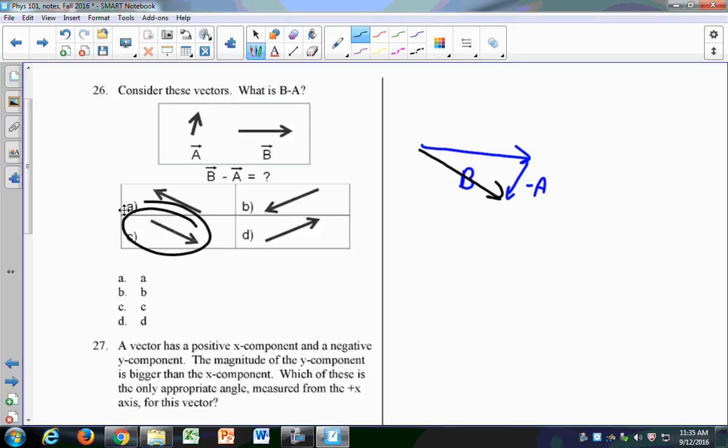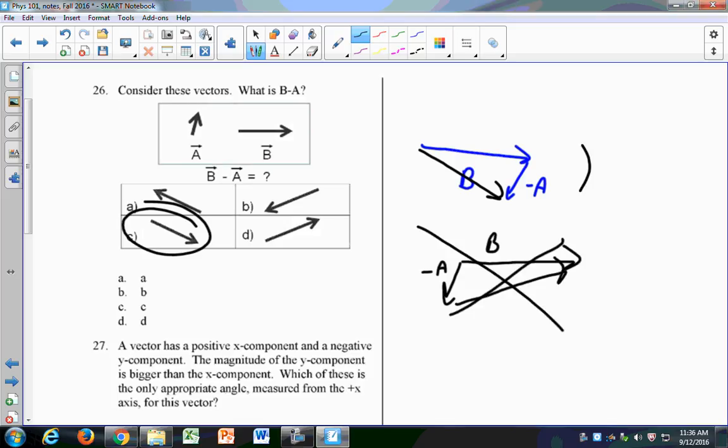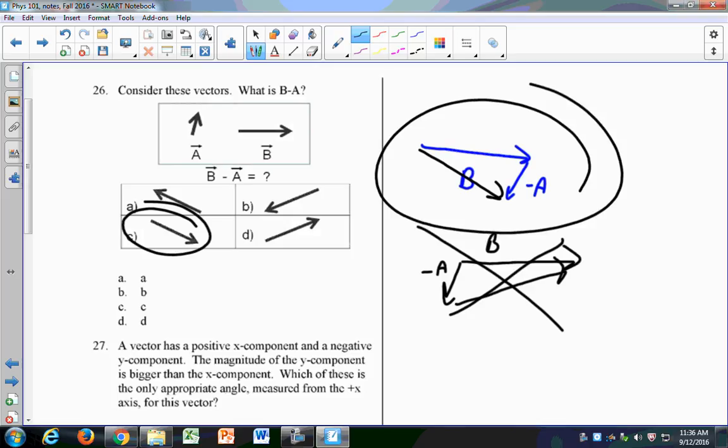You also do not do this. You do not draw B like this and negative A like this. And then it's confusing, like, which way do you draw it anyway, and you're not going to get the right answer. That's not correct. I always want to do it like this. Draw the first vector, draw the second vector. It is commutative, is that the word? You can do B minus A is equal to negative A plus B, but we're not worried about that right now. So you can switch the order that you draw them, but you always have to draw them tip-to-tail like that.